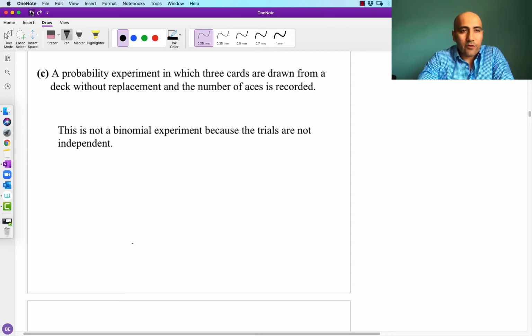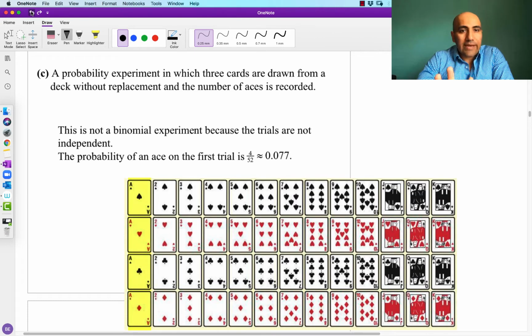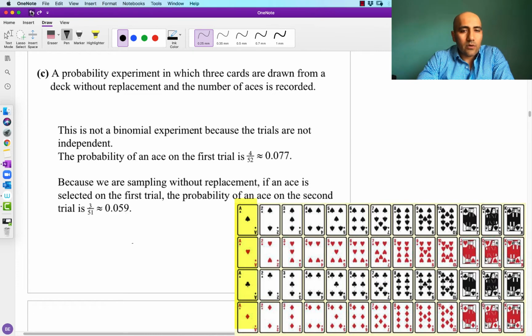Notice that with the first card, when you first flip it, the probability of getting an ace is 4 out of 52, right? There are 4 aces in the deck. So the odds of the very first card, you shuffle the 52 and flip one over, there is a 4 out of 52 chance that the first one is an ace. What about the second one?